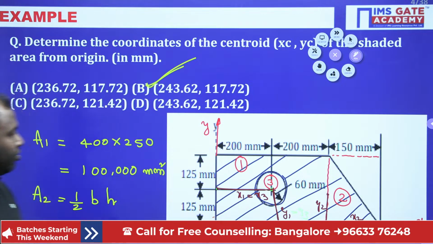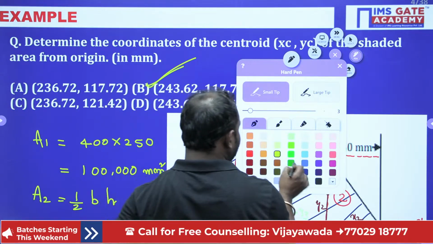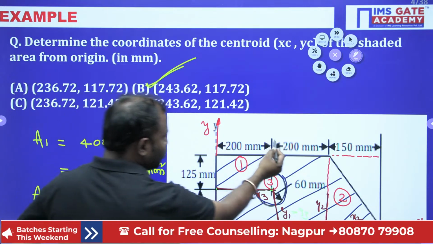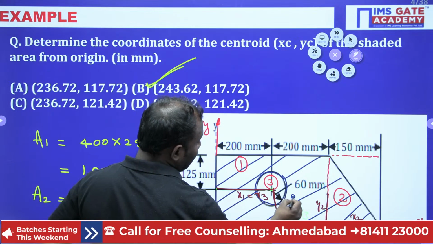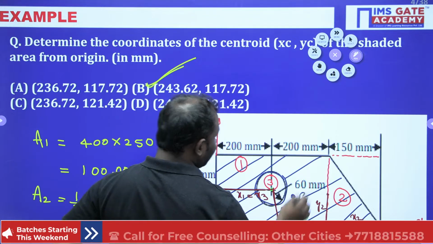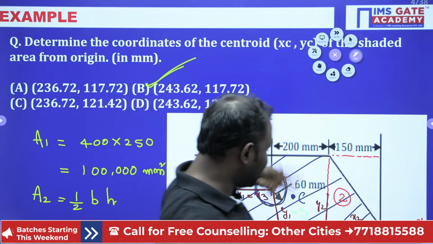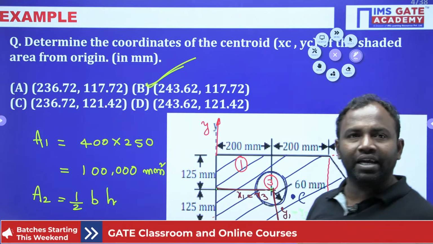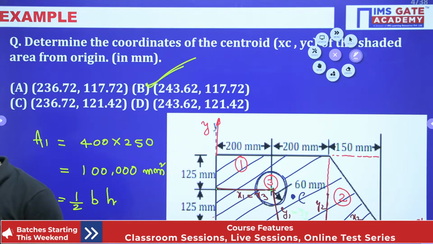Okay. Now if you want to locate it, then locate this, right. On the x-axis 243 means somewhere here, and 117 means here. Here is the centroid of this shaded portion. So that means the geometrical center of this particular shaded portion is here. I hope everybody understands this. Yes, guys. Right.